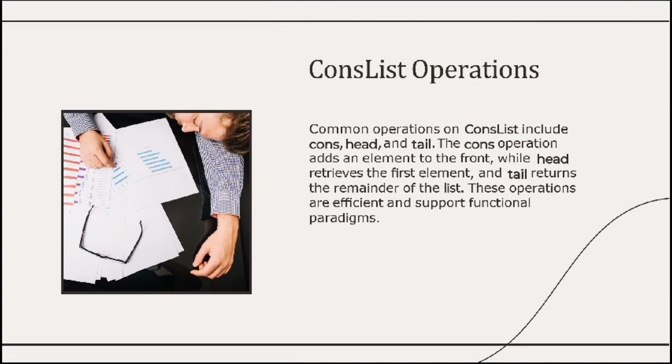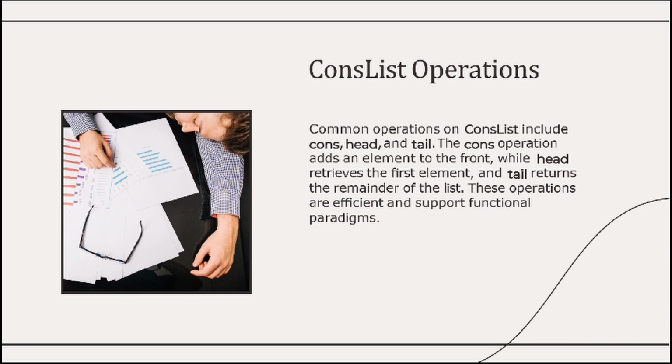Let's see the cons list operations. Common operations on cons list include cons, head, and tail. The cons operation adds an element to the front. This cons operation attaches a new element to the front of the list and creates a new list without altering the original list. And head and tail. The head of the list is the first element and tail returns the remainder of the list. That means the rest of the list.